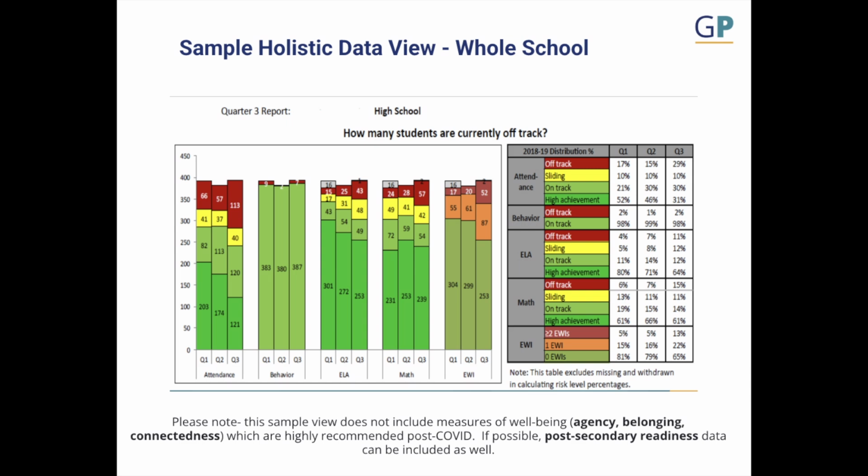One way to display data is by looking at whole school data. Here we see an example of a school that is comparing school-wide ABC data across 3 quarters. On the side is a chart that displays the percentage of students that are off track, sliding, on track, or high achieving in each predictor. It also includes the percentage of students flagging for multiple EWIs. This is a quick way for teams to determine where lots of students may need support.